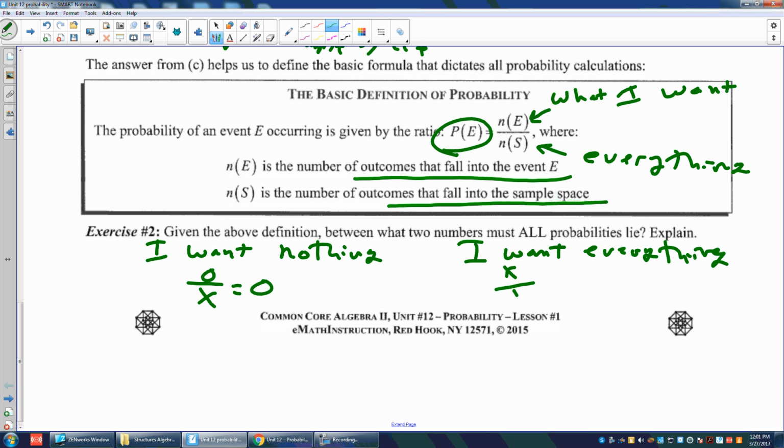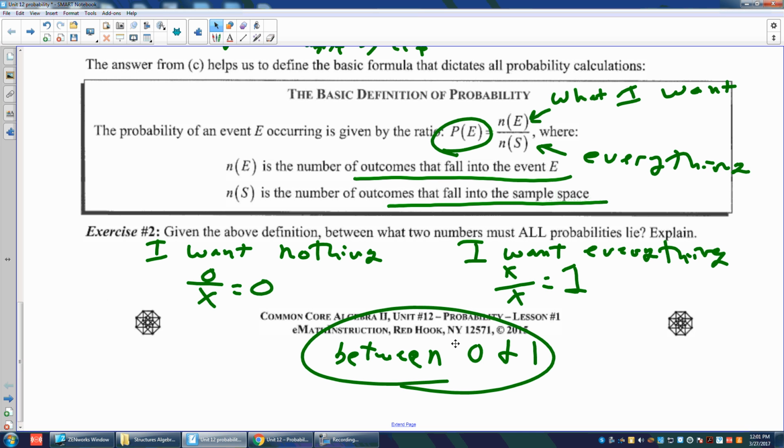So that would be x over x. Well, what's a number divided by itself as long as that number isn't 0? That's 1. So it's between 0 and 1. Great. Now let's go on to the next page.